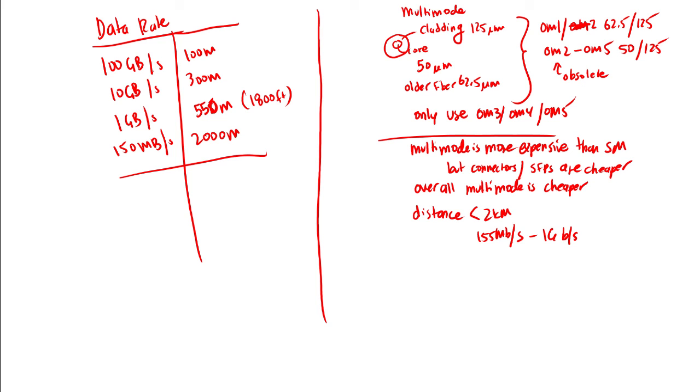Now, the reason we changed from 62 to 50 is because the 50 has a higher bandwidth and lower signal loss on an LED. Now, the cool thing is the 50 micrometer and the 62.5 micrometer fibers are compatible with all of the connectors because the exterior portion of the cladding is the same size, and we don't strip the cladding when we terminate the fiber.